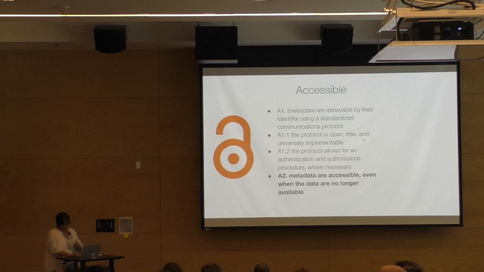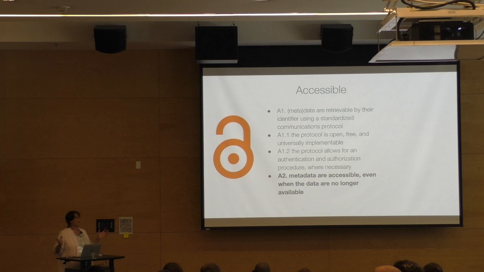But the other thing that having a landing page allows you to achieve is that you'll see in A2 here, metadata are accessible even when the data are no longer available. Sometimes there are good reasons for you to take a data set down, just like sometimes articles are retracted and sometimes books go out of print, right? We don't keep everything forever. But if we have a landing page, we can basically have a sign that says, this data are no longer available for this reason. The scholarly web doesn't break. There's no breaking of the chain.